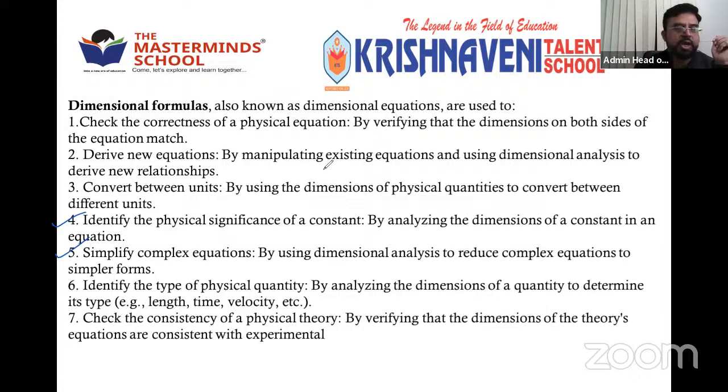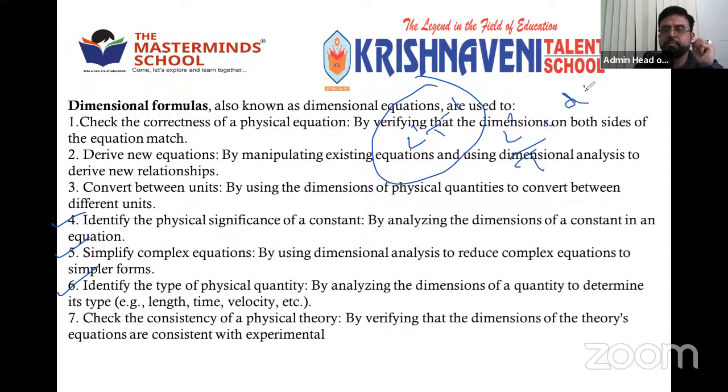Right. Then, identify the type of physical quantity. For example, it is given L1 T minus 1. So what is the physical quantity if you ask? You can write L1 by T, that is length by time, distance by time. So what is distance by time? Velocity. So by seeing the dimensional formula, we can identify the physical quantity. That is a very important part.